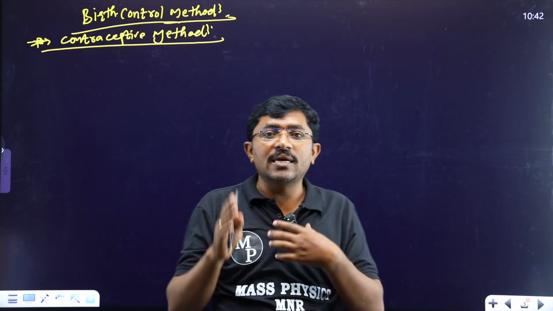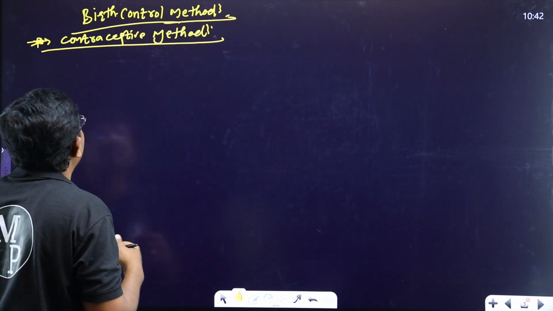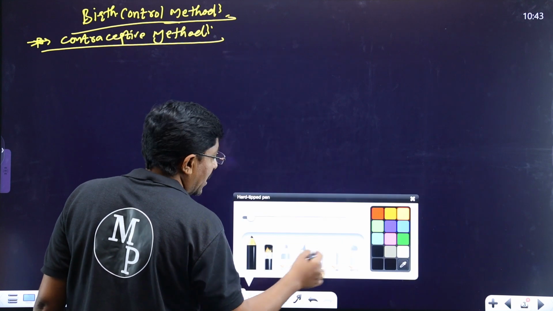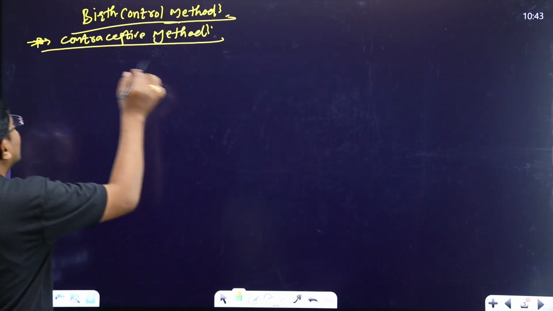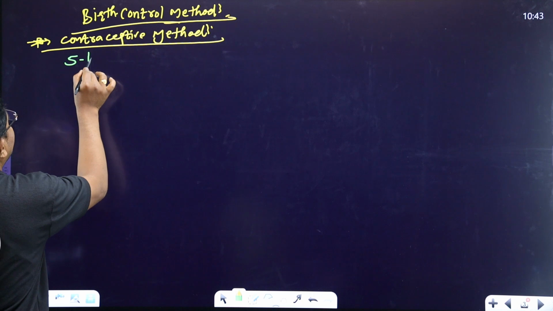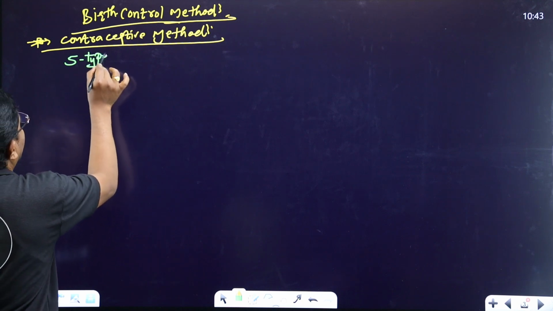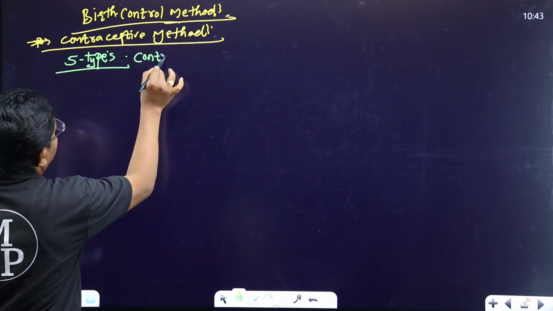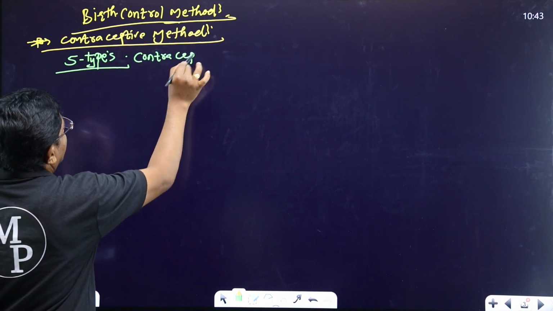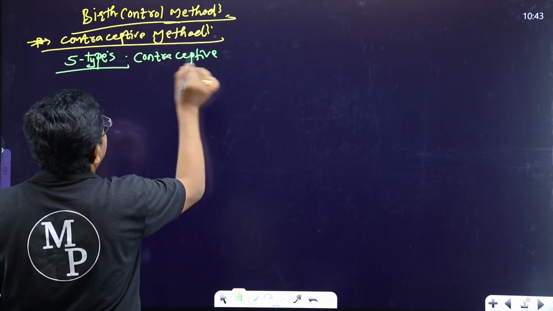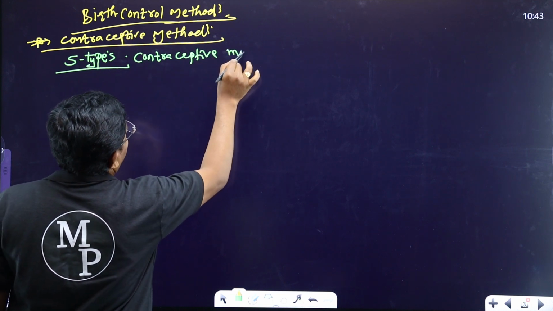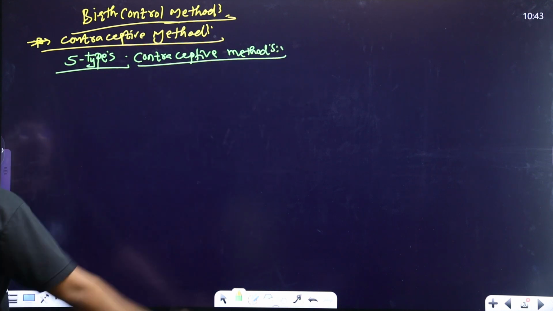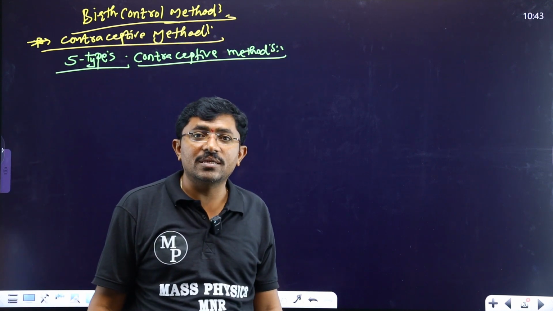Okay, now we will discuss some contraceptive methods here. There are a total of 5 types of contraceptive methods.